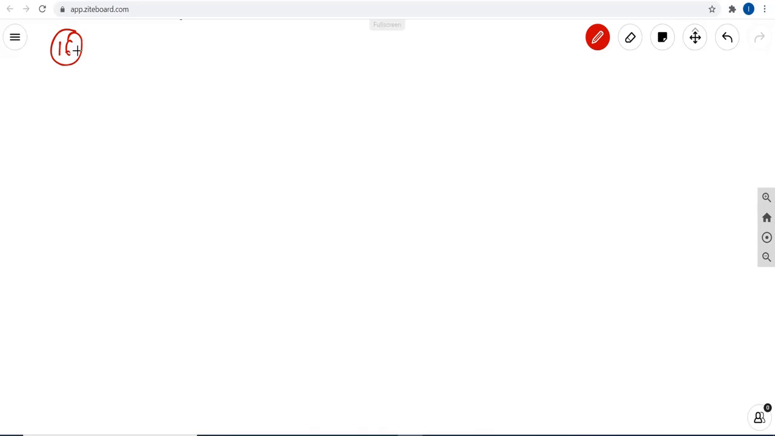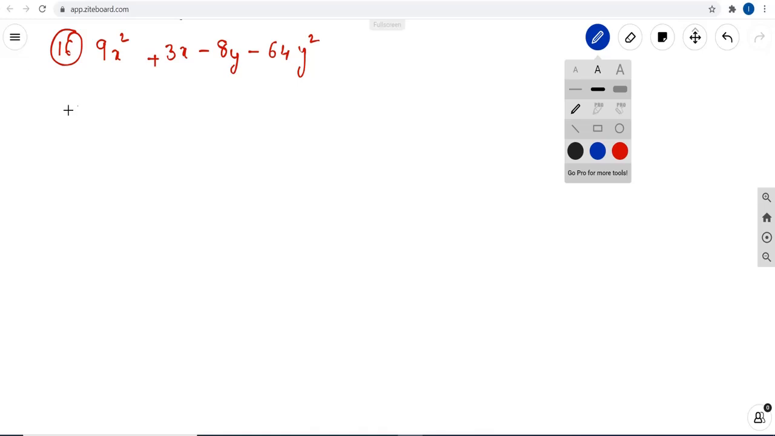Problem number 16 is given as 9x square plus 3x minus 8y minus 64y square. If I rearrange this problem, how can I write this? This one is a perfect square and this is also a perfect square. If I remove this, this is the square of 9. 9 into 9, I'm going to get 3 into 3, I'm going to get 9. And so what will I do?